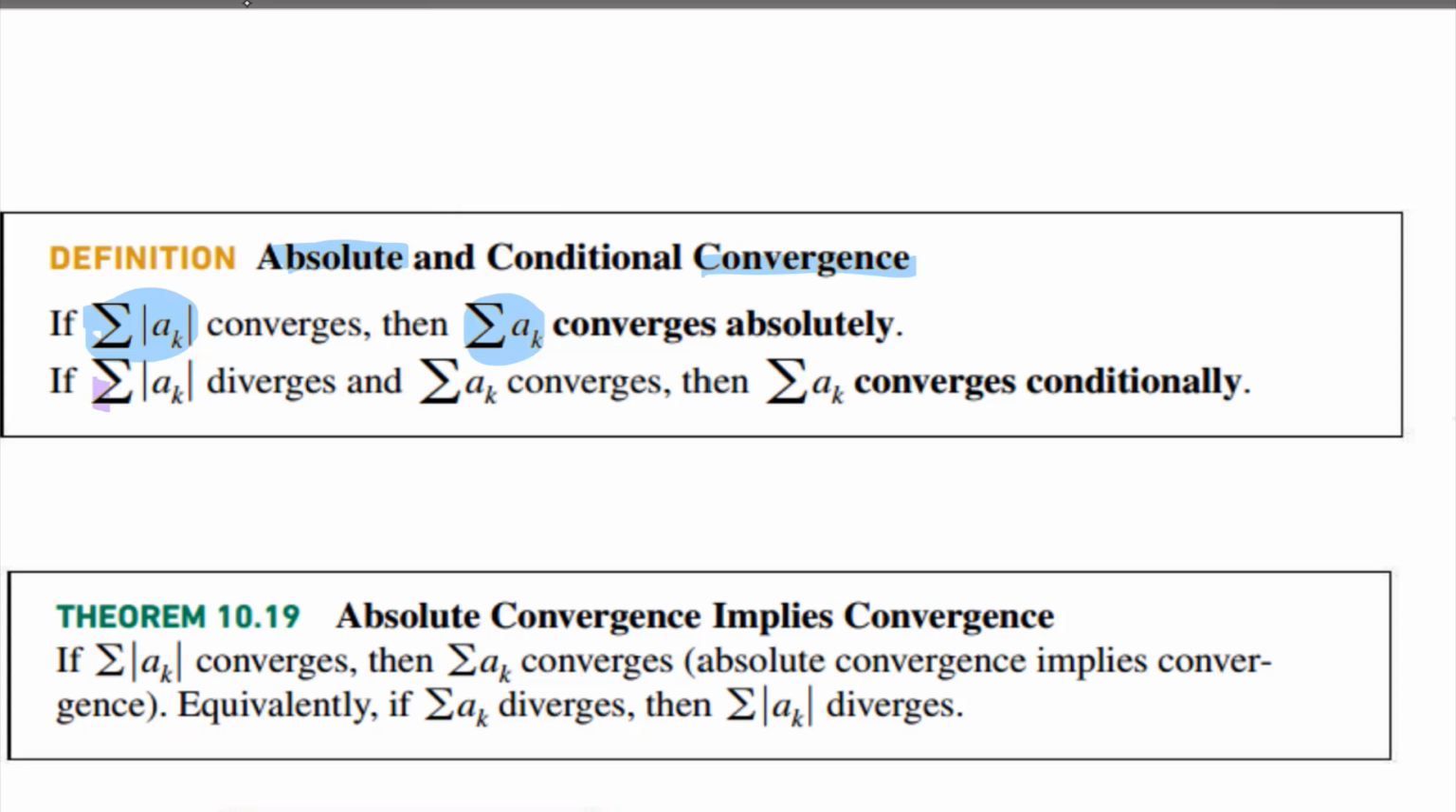Also true that if the absolute value of our series diverges and without the absolute value it converges, then we're going to say it converges conditionally.